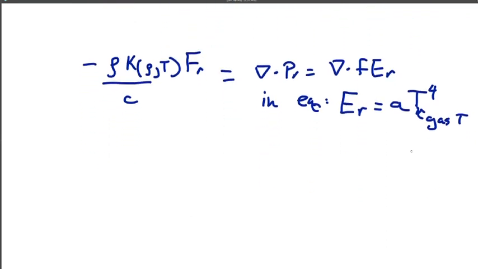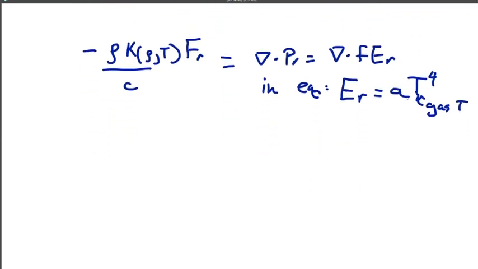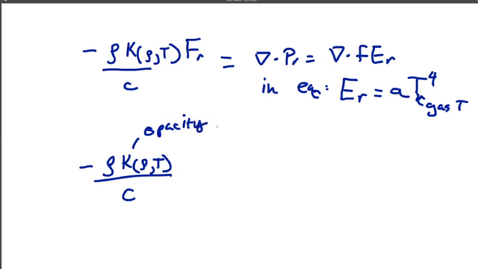Okay, so let's plug all that in and do a little bit of simplifying. If I keep my terms here, that's minus rho kappa times rho and T divided by c. And remember, this is opacity. This is not a fluid kappa thermal diffusion coefficient. This is a radiative opacity. The more of it there is, the harder it is for radiation to get through. The less of it there is, the more transparent things are.